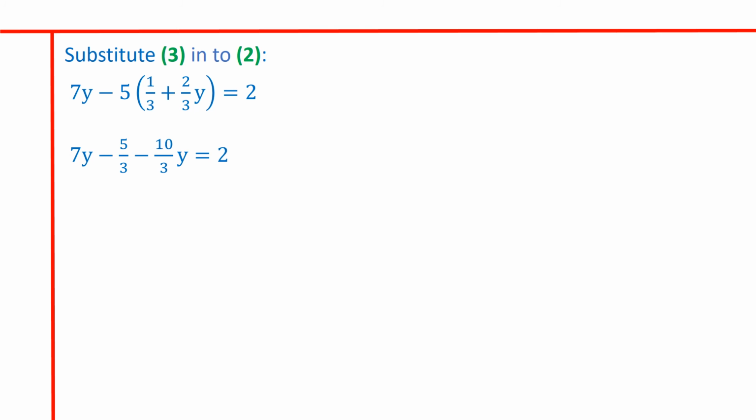So we can't really add and subtract those fractions without making them the same. So there's various ways you can do this. I'm going to do a really simple way and just multiply both sides by 3. And that means I'm eliminating that denominator of 3. So I need to do times every single term on that left-hand side. So 7 times 3 is 21, 5/3 times 3 is 5, and 10/3 times 3 is 10, and then on the right hand side 2 times 3 is 6.